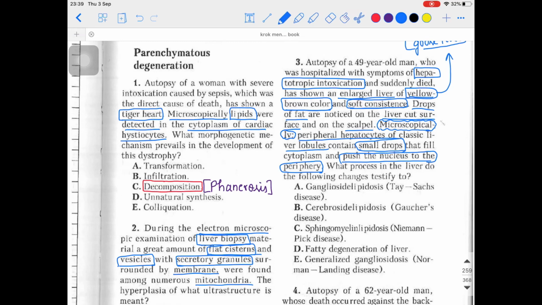Microscopically, what can you find? Numerous lipid vacuoles are present in the cytoplasm of hepatocytes, which push the nucleus towards the periphery. The same thing was happening over here. Microscopically, they were telling you about the peripheral hepatocytes of the classical lobules, in which there were small drops. What are those small drops? They are the fatty drops. These fatty drops in the cytoplasm are lipid vacuoles, which are pushing the nucleus towards the periphery, isn't it?